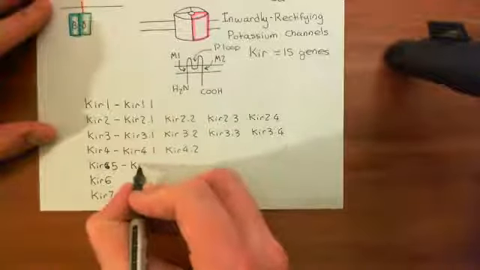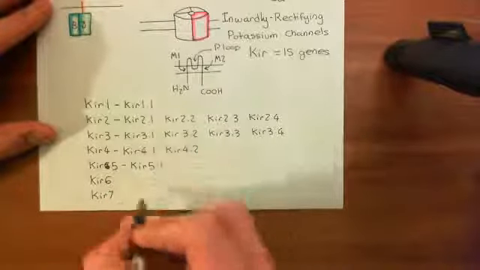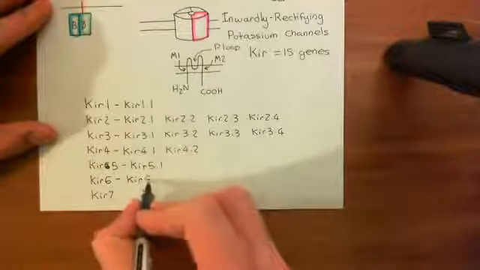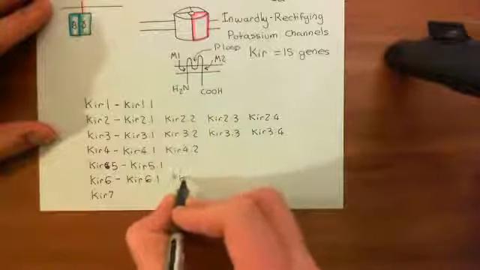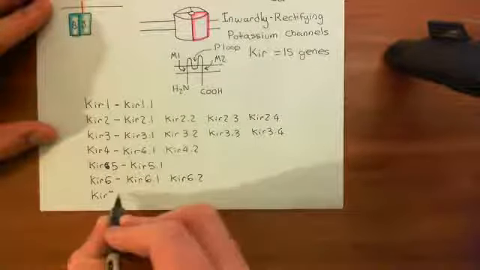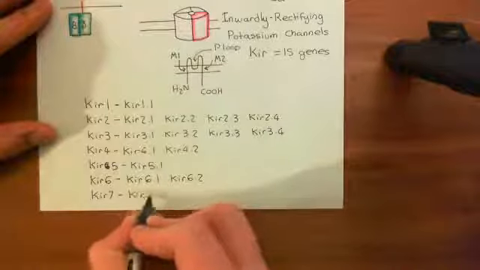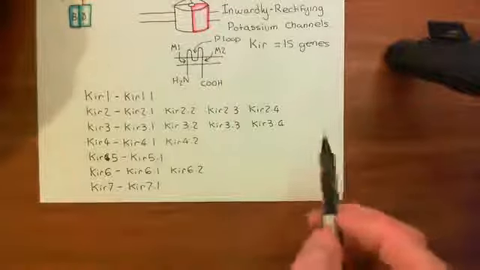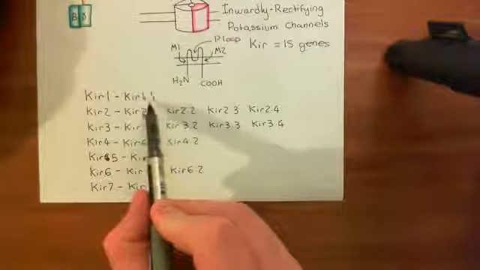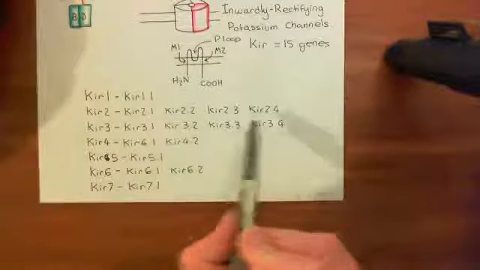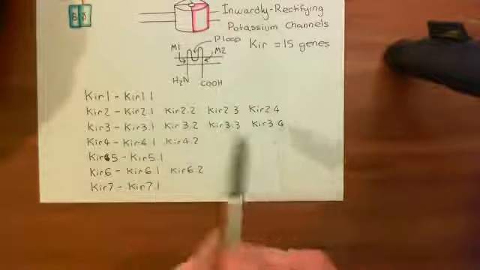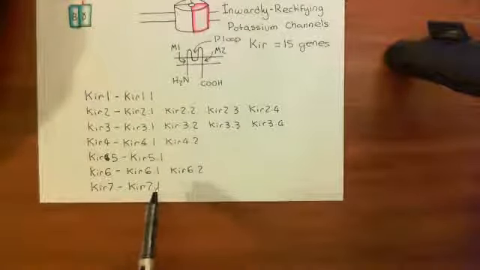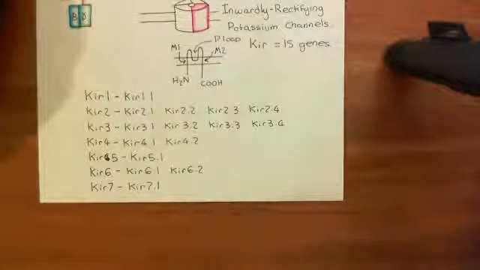Okay, so the KIR5 family only contains 1 member, that's the KIR 5.1. The KIR 6 family contains 2 members, KIR 6.1 and KIR 6.2. And then the KIR 7 family only contains 1 member, KIR 7.1. So let's now count all of these up and see that we have indeed got 15 separate genes. So here's KIR 1.1, then we've got 4 in the KIR 2 family, that takes us up to 5, and so on up to 15. So that takes us up to 15 different genes.